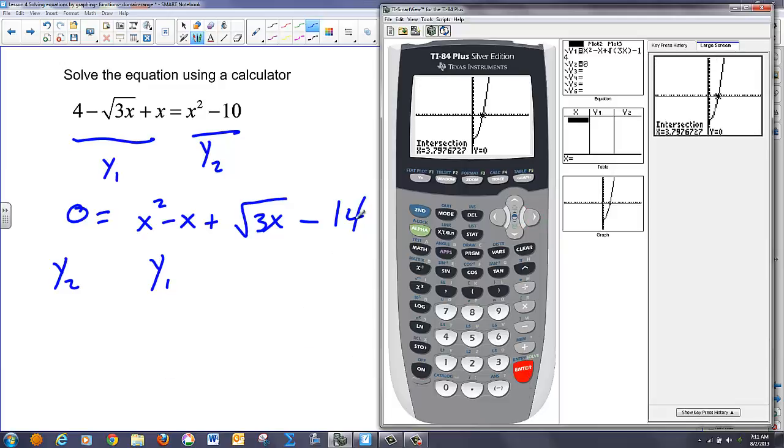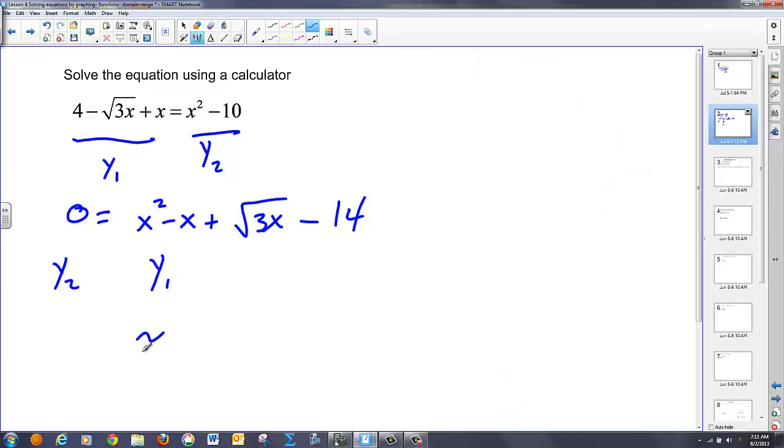And that should get me the intersection of the two, where X is approximately 3.79. That's how you use your calculator to go ahead and solve some equations when you can't easily factor or solve.